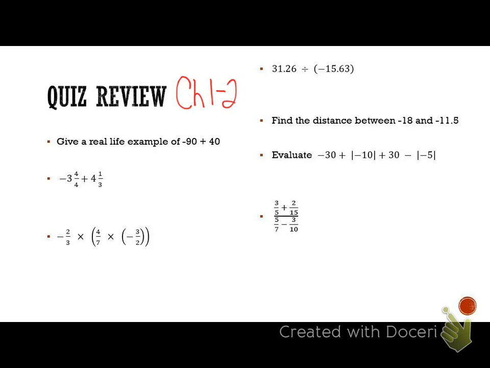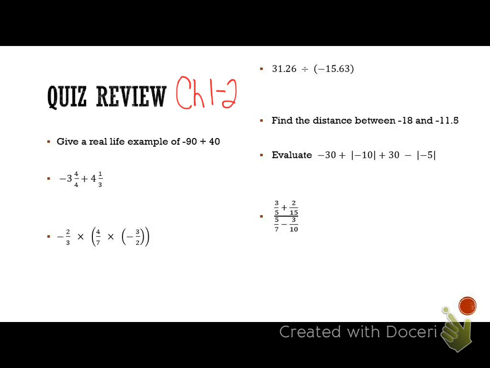It's a big quiz. As far as material goes, it's a lot of sections. I think we did 8 sections total, technically, from your textbook. All right, and let's talk about this first question. We haven't exactly worded it in this way. We need to give a real-life example of negative 90 plus 40.